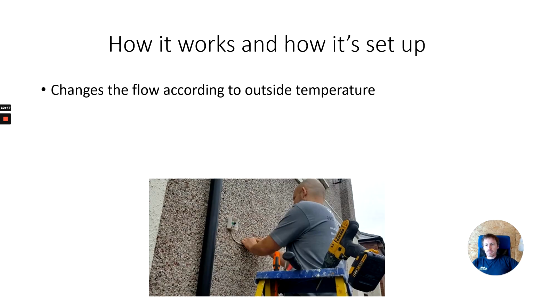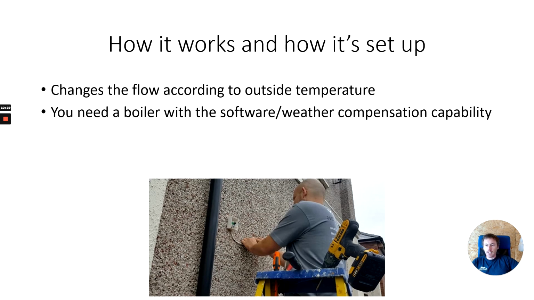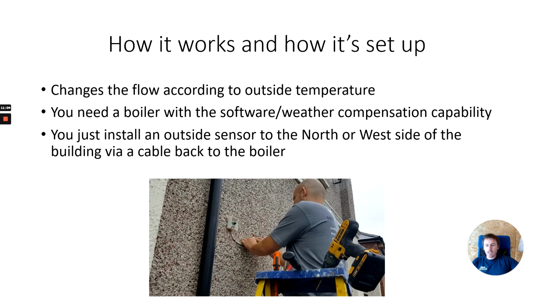Okay, so how it works and how we set it up. It changes the flow according to the outside temperature. So if it's cold outside, it's going to be a hotter flow. If it's warmer outside, it's going to be a cooler flow temperature going to the radiators. You need a boiler with software and weather compensation capability. You just install an outside sensor on the north or the west side of the building, via a cable back to the boiler.